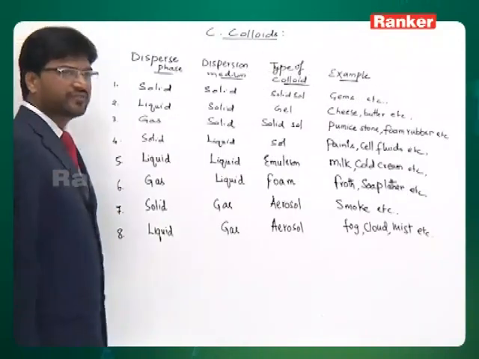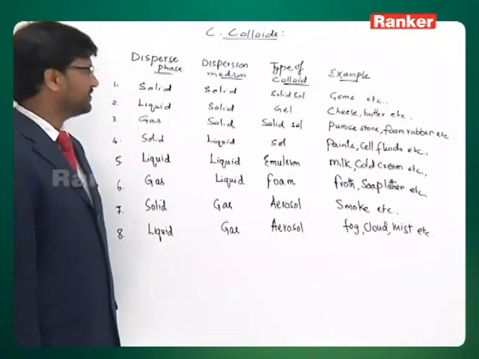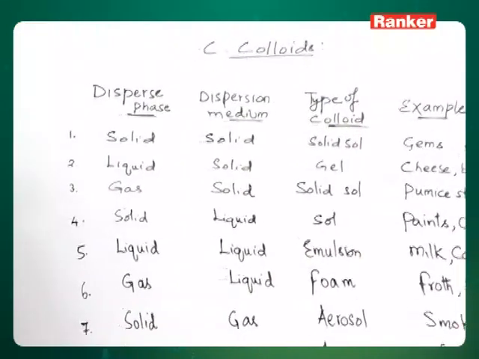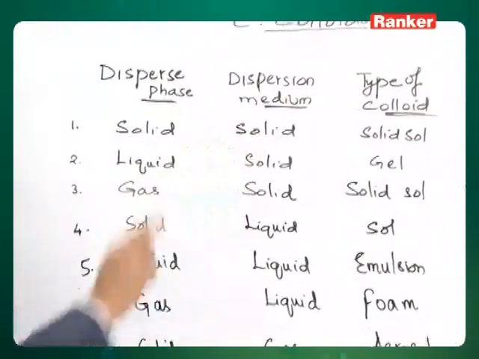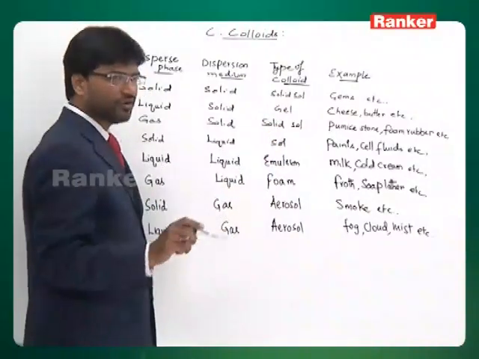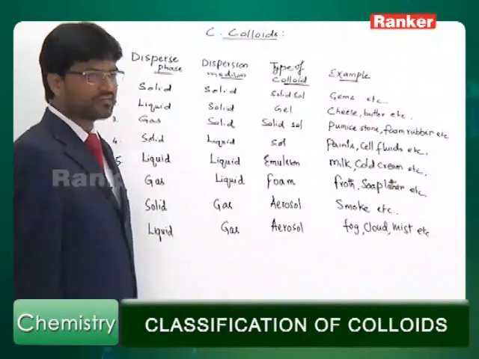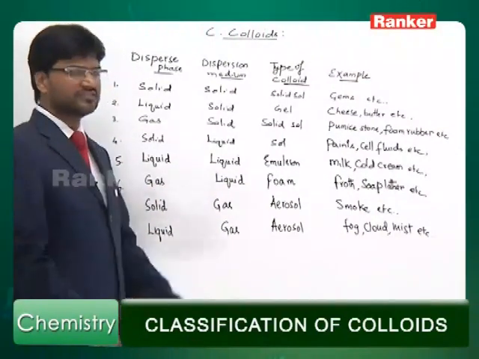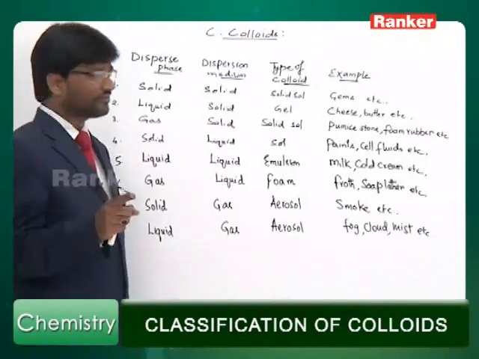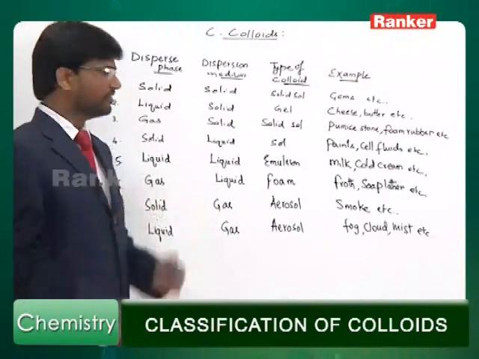Look at the different types of colloidal solutions classified on the basis of physical states of dispersed phase and dispersion medium. You have solid in solid. I mean, dispersed phase is solid, and dispersion medium is also a solid. Such a colloidal solution is represented as solid sol, and examples are gems. Gems are semi-precious stones, for example, rubies, emeralds, sapphires. These are examples of gems. Please remember, alloys are not solid colloidal solutions. Alloys are always homogeneous, they are true solutions.